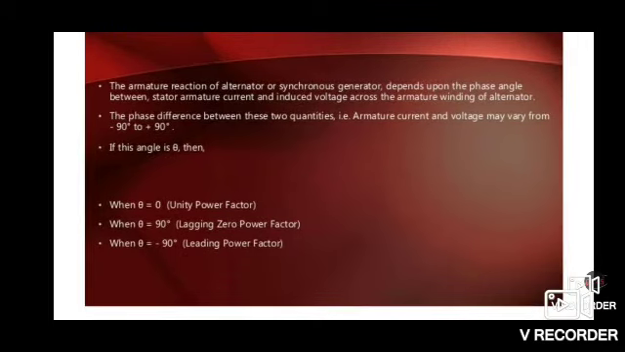The armature reaction of alternator or synchronous generator depends upon the phase angle between stator armature current and induced voltage across the armature winding of alternator. The phase difference between these two quantities, that is armature current and voltage, may vary from minus 90 degree to plus 90 degree. If this angle is theta, then when theta equals 0, there will be unity power factor. When theta equals 90 degree, lagging 0 power factor. When theta equals minus 90 degree, there will be leading power factor.